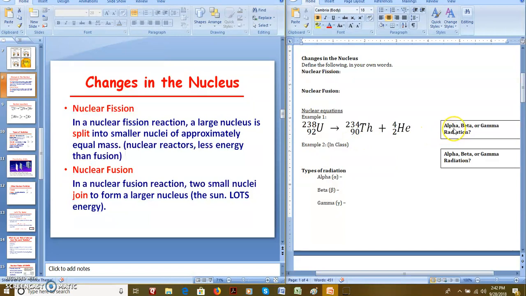Over here we're talking about alpha, beta, and gamma radiation. This guy right here, that helium atom, is known as an alpha particle. Alpha particles do alpha radiation. So in this case, this would be alpha radiation. So let's try example number 2. I know it says we'll do it in class, but we're gonna do it now.